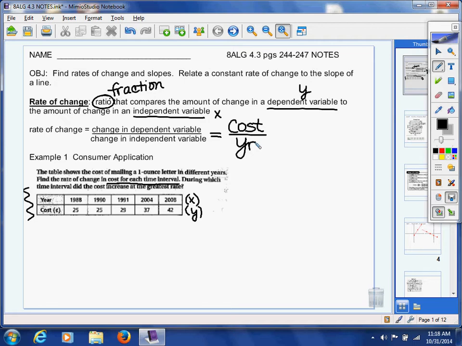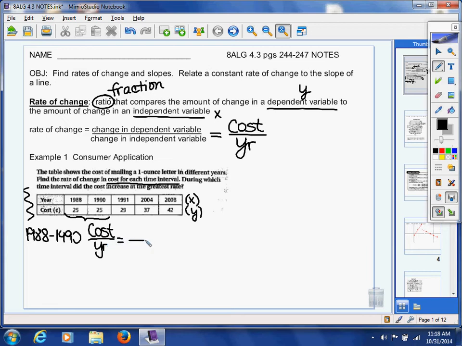So let's start here in the very first 2 points that are given here. So we are tracking changes between 1988 and 1990. When we set this up to find this rate of change, we're going to start with our y's. The y's are going to be up top. We're going to do cost over year. That's our setup. The problem tells us that. The way the chart's organized, it tells us to do that. So that's what we're going to do.